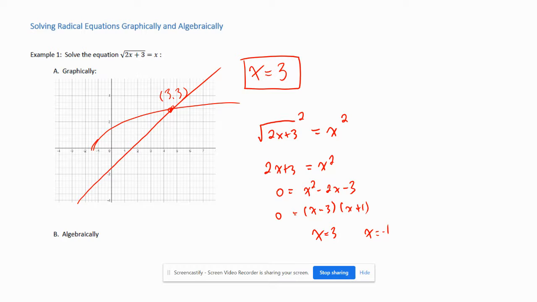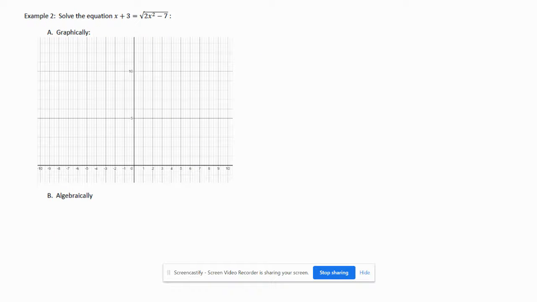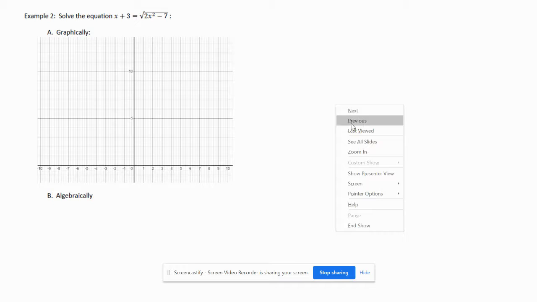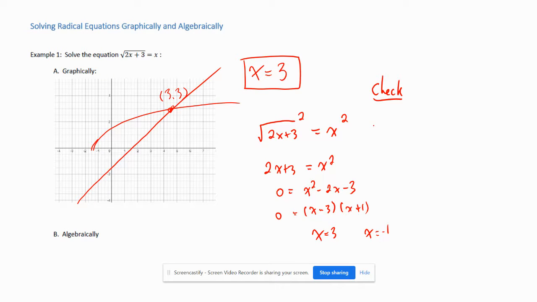Now, looking at the picture, we only saw the solution x equals 3 and not x equals negative 1. If you remember from Math 20, for all these radical equations we always had to check our solutions. So I want to take the solution x equals 3 and plug it into my original equation. This is the square root of 2 times 3 plus 3 equals 3. 2 times 3 is 6, plus 3 is 9. The square root of 9 does, in fact, equal 3, so 3 equals 3. That means this solution worked.